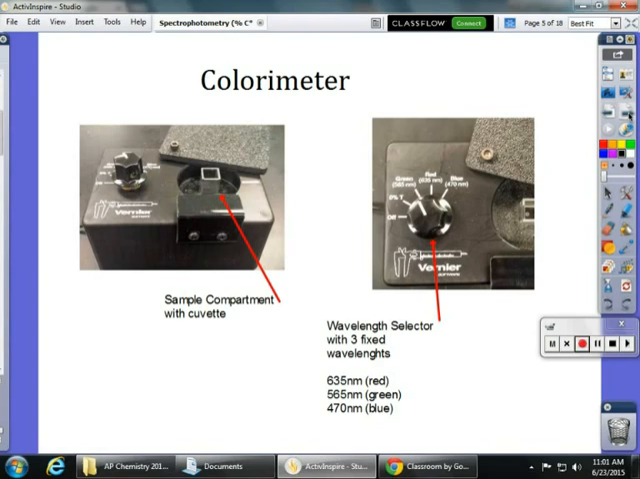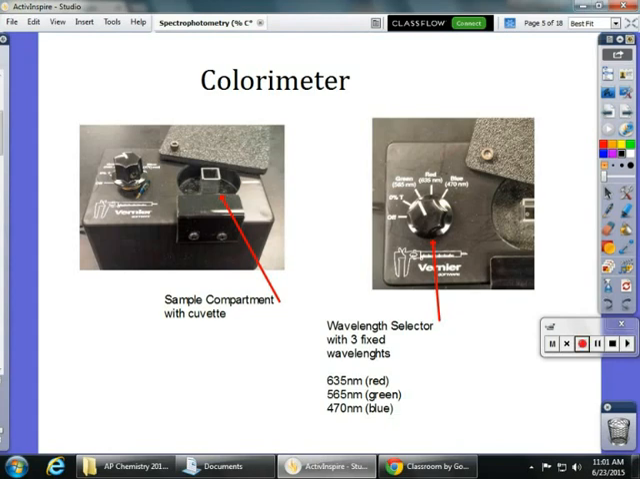And it has the same components. It has a sample container where you're going to put a cuvette. This one happens to be square. You can blank it just exactly the same as you did the other one. But you'll see this knob, the wavelength selection, you only get 3. So rather than using an incandescent light, they just use 3 different LED lights inside that have a very specific set of wavelengths.